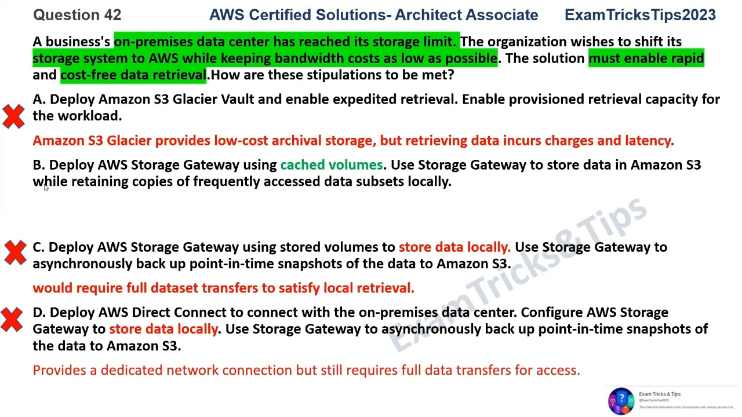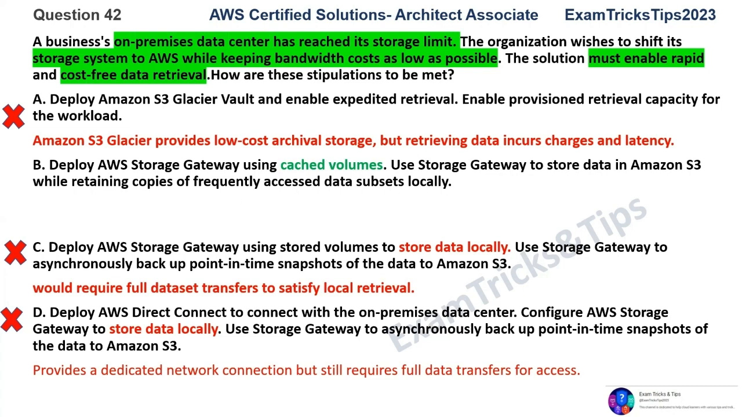That leaves us with option B, which says deploy AWS Storage Gateway with cached volumes. That means we are not storing data locally. Use Storage Gateway to store data in S3 while retaining copies of frequently accessed data subsets locally. AWS Storage Gateway cached volume mode stores the frequently accessed data subset locally while storing the full data set in S3. This caching option makes it possible to optimize the bandwidth. The bandwidth cost will be low because anything that is frequently accessed will not make the full journey to Storage Gateway and then to S3. It will be cached in AWS Storage Gateway using cached volumes. In fact, that will also help with fast retrieval. So all requirements are met in this option.